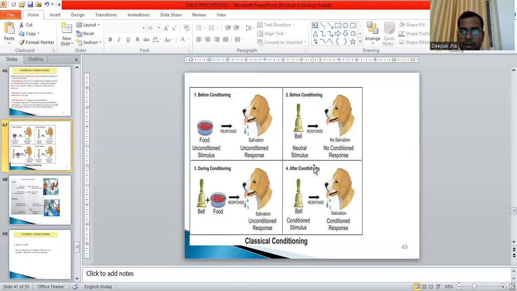Now if you can see, after conditioning, when the bell was rung, it produced salivation. So this bell, which was initially the neutral stimulus, has now become the conditioning stimulus and it has produced the conditioning response. So this is the classical example given by Ivan Pavlov, the dog experiment. How can you use this in a dental setup?